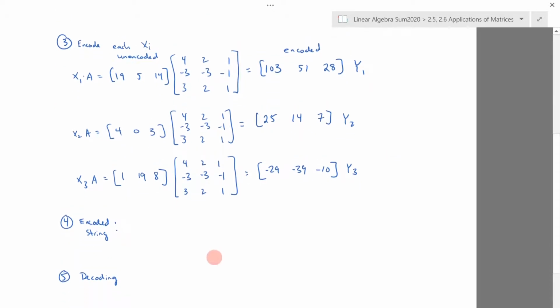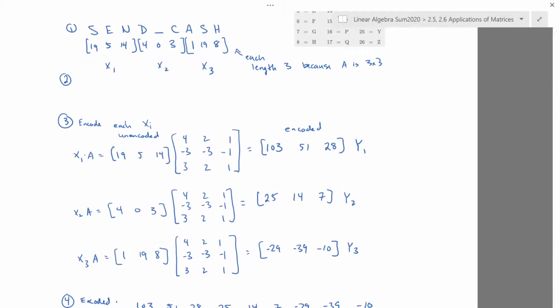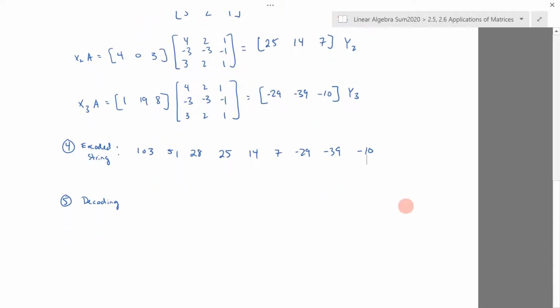Okay, so the whole encoded string all lined up would be 103, then 51, then 28, then 25, then 14, then 7, then negative 29, then negative 39, and negative 10. Now you can see with this list of numbers, if you don't know the matrix A, it's not so easy to recover what the original message was. Okay, so now that I've encoded the message, let's see how decoding works.